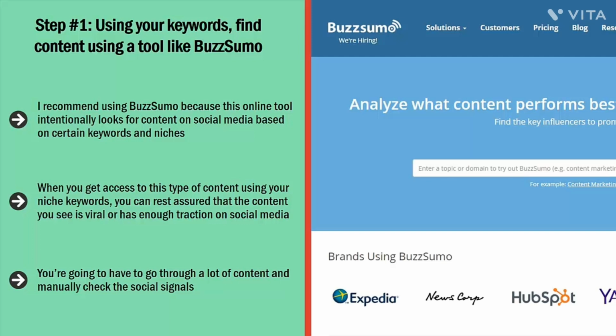You don't have to use BuzzSumo. There are other similar tools out there. Regardless, you need to use that kind of tool. Otherwise, it's going to be very hard for you to do this manually. You're going to have to go through a lot of content and manually check the social signals.